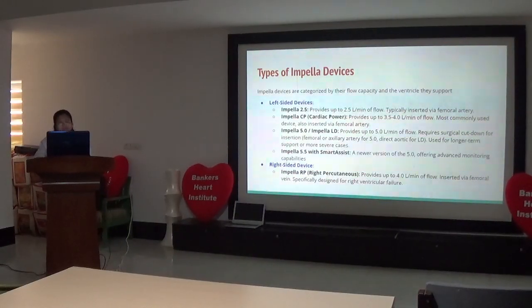And Impella RP is when the Impella device is placed in the right ventricle. It is usually used in right ventricular failure. It provides a flow of up to 4 liters per minute.